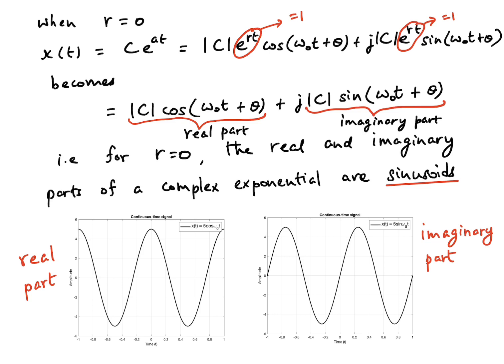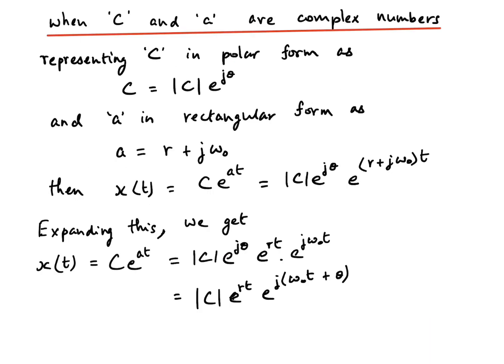In other words, when we set r equal to 0, we are setting this parameter a to be purely imaginary. If you notice from the previous slides, a is r plus j omega naught, and when r is equal to 0, a is equal to j omega naught, which is purely imaginary. There is no real part. This is a complex number which has a real part and an imaginary part. When we make the real part equal to 0, we are left with only the imaginary part. So setting r equal to 0 is basically constraining the parameter a to be purely imaginary.